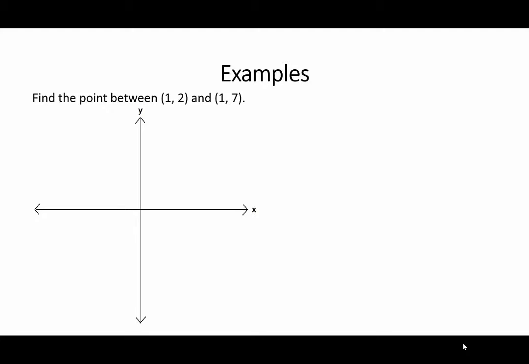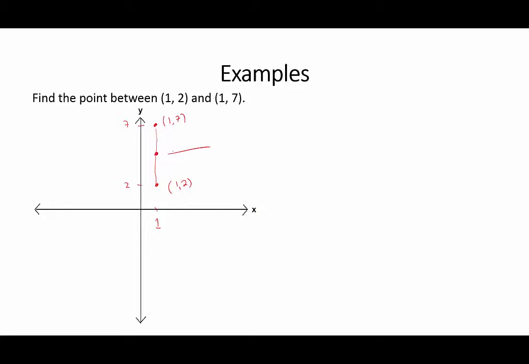Find the point between 1, 2, and 1, 7. So suppose this is 1 here. So the point 1, 2 would be about here, 1, 2. And then let's say the point 7 is right there. So this is the point 1, 7. Now we know that the midpoint of this line segment must lie here.